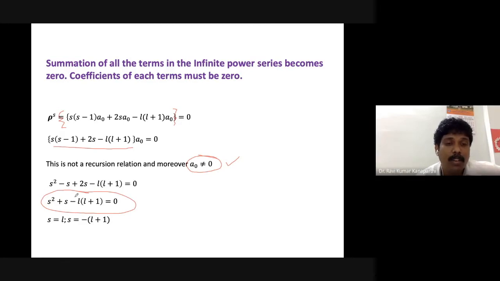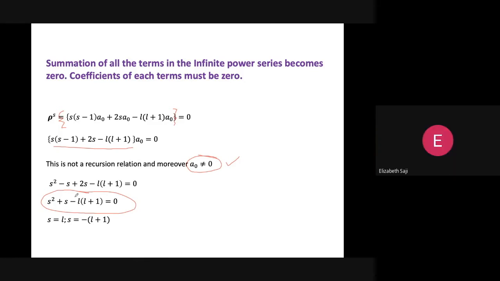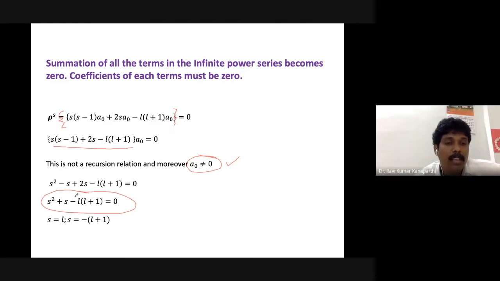How do we solve the quadratic equation? Elizabeth? Yes, sir. Minus b plus or minus root b square minus 4ac by 2a. Very good. So you can solve this expression, but I am giving the answer for this.